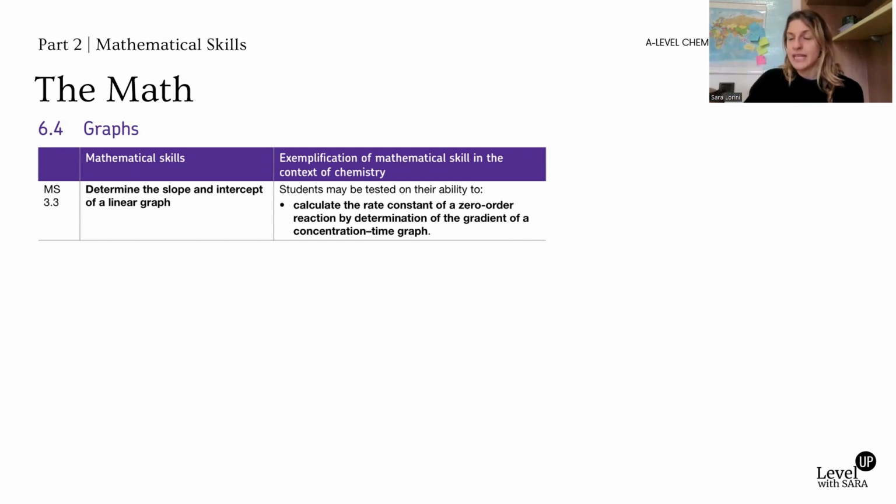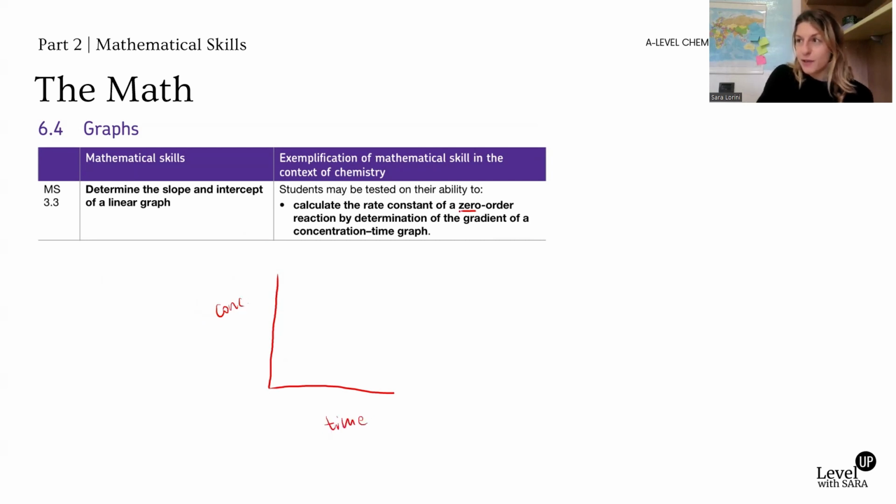Here, you could be tested on calculating the rate constant of a zero-order reaction by determination of the gradient of a concentration time graph. Okay, so a concentration time graph, and here I'm going to do it exactly like you're not supposed to do it, because you need to use rulers and so on. I'm still going to label the axis though. So we have concentration and time.